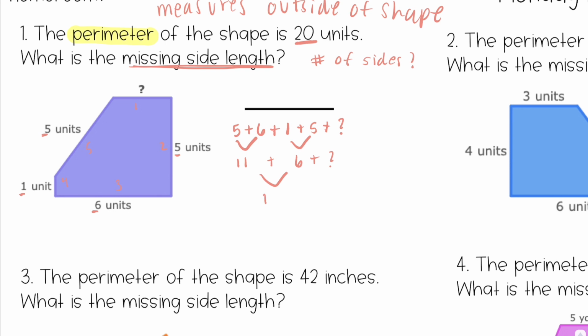I have to determine what my total perimeter is, or the total number of units, and in this case it is 20 units. So I need to figure out 20 plus what is 17. I could use an inverse operation for this, so I could use subtraction and do 20 minus 17 to know that my missing side length is 3 units.